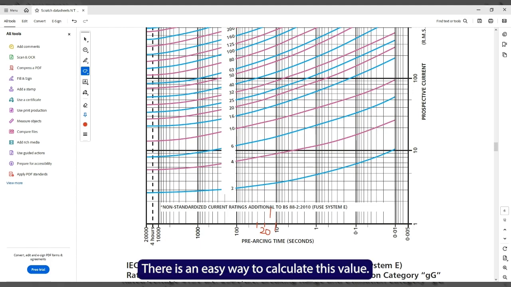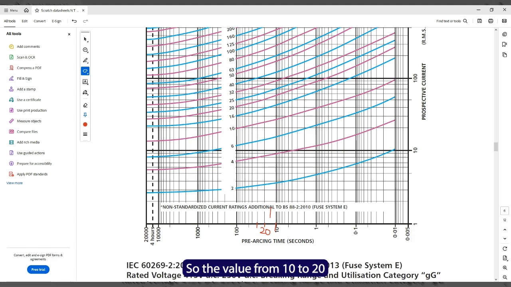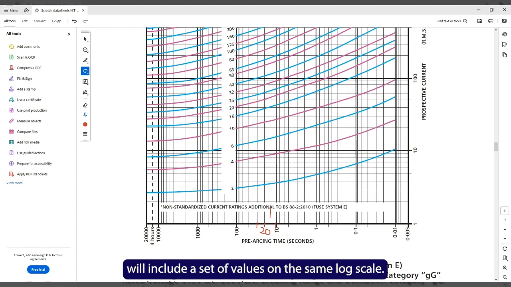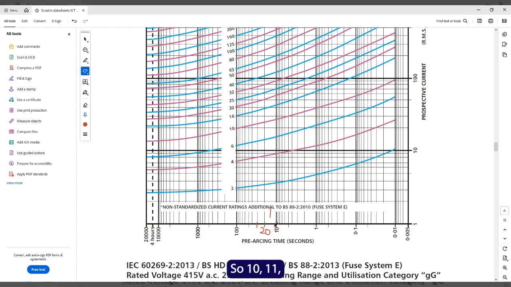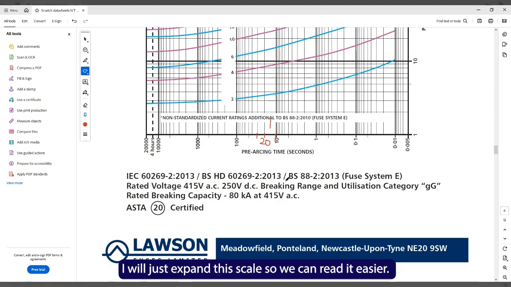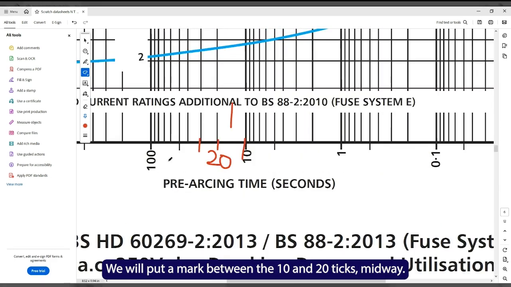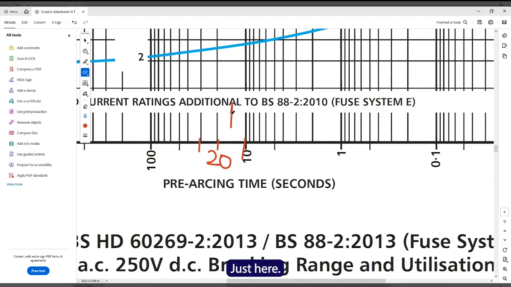There is an easy way to calculate this value. You need to bear in mind that the log scale from 1 to 10 and 10 to 100 all use the same spacing. So the value from 10 to 20 will include a set of values on the same log scale. So 10, 11, 12, 13, 14, etc. up to 20. We'll just expand this scale so we can read easier. We'll put a mark between 10 and 20 ticks, midway, just here.